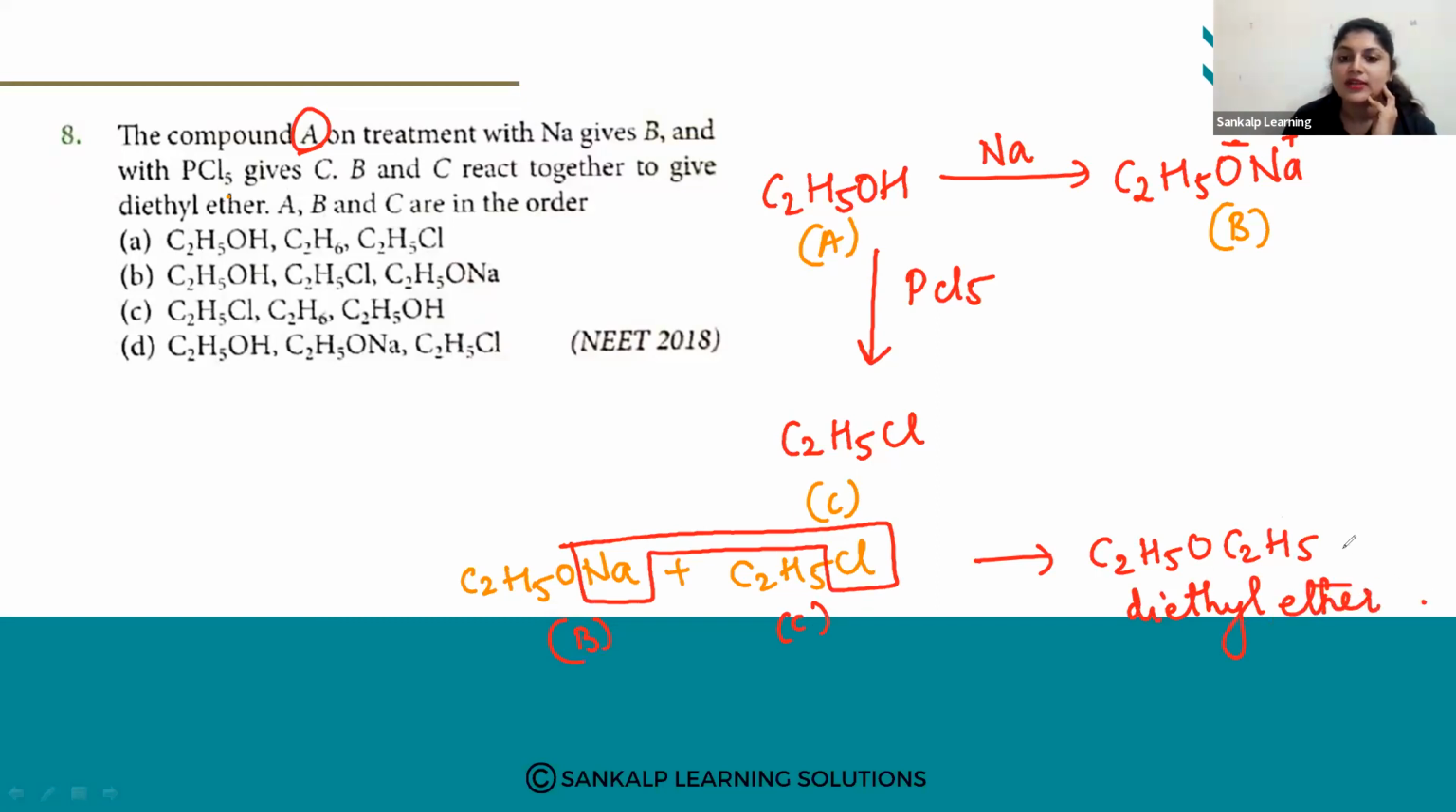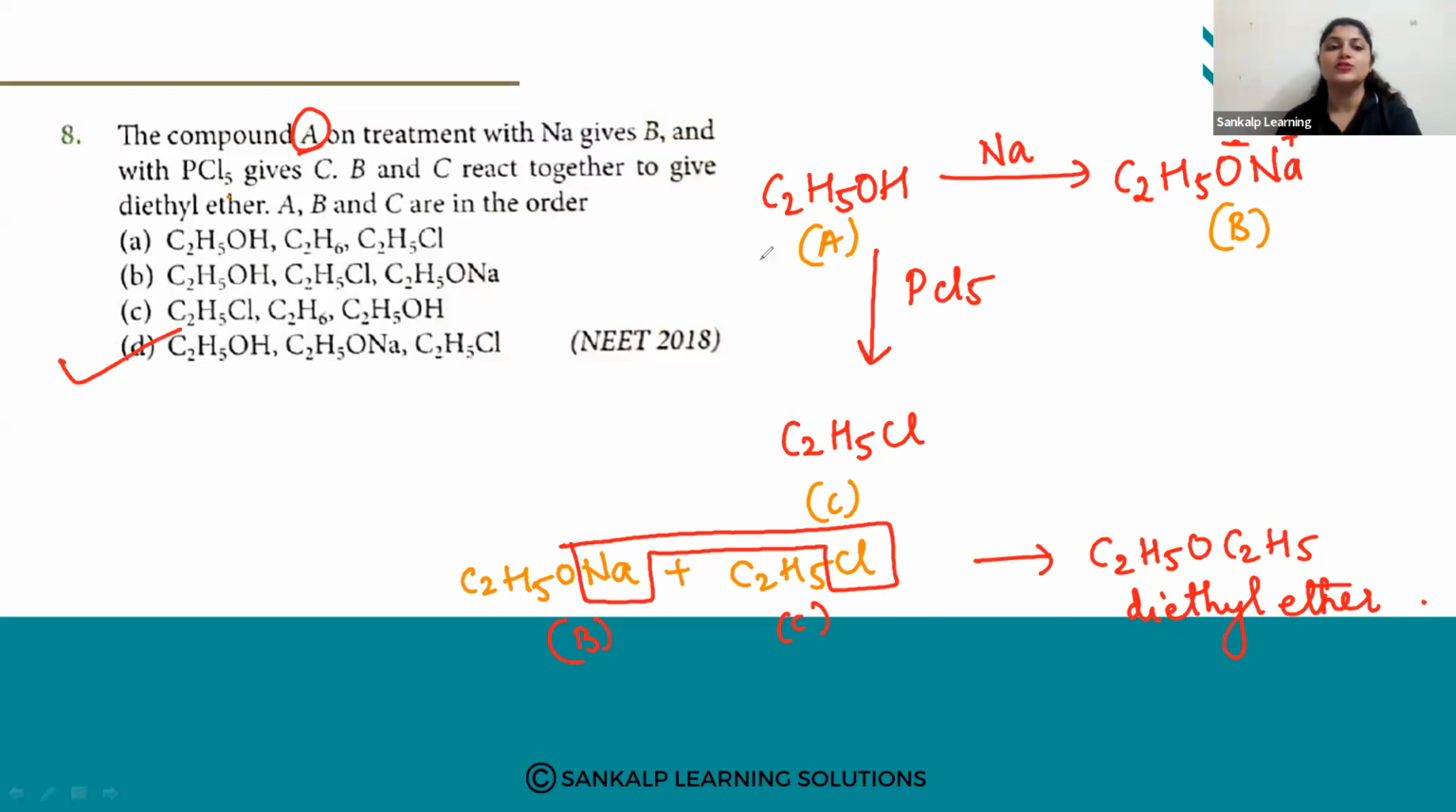So what are A, B and C now? A is ethanol, B is sodium ethoxide, and C is ethyl chloride. So which is our option? Option D. Right, understood? Option D is the right answer.